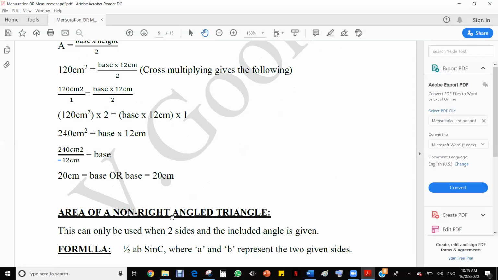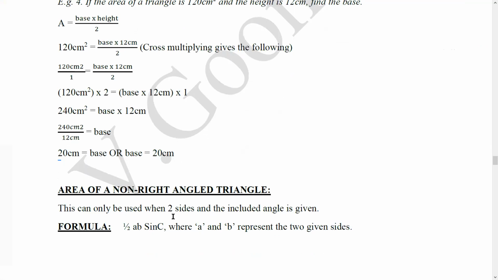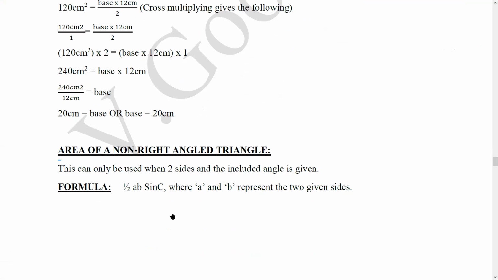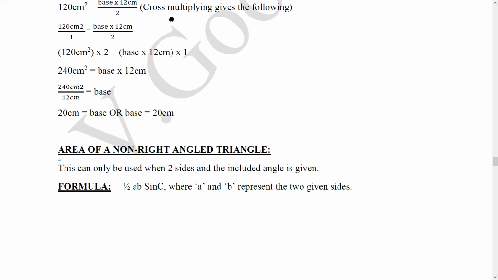Okay, so we got 20, right? Let's look at the area of a non-right angle triangle. Now, this will require you to use your calculator, where you'll have to use sine, right? Or some people like to say sin, it doesn't matter. Either say sine. Just want somebody to write something here. Okay, Honey, your mic is on, right?